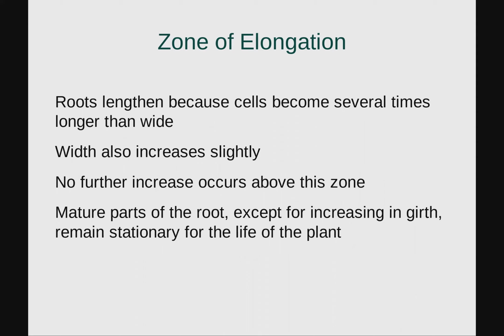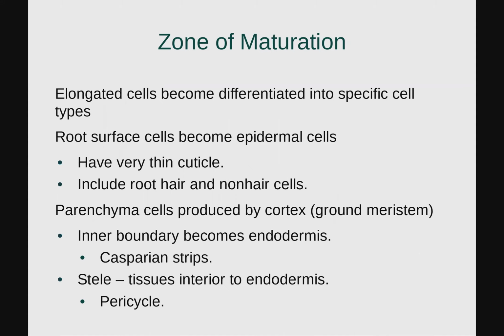So you can basically think about, I don't know if you ever had taffy before, but you think about how you can grab taffy and pull it and stretch it. That's basically what's happening in the zone of elongation. Now, it's mostly lengthening the cells, but the width does increase in some sense. Essentially, this is what we call the mature part of the root. And except for the increasing girth, they essentially remain stationary for the life of the plant, which is kind of an interesting thing. And then finally, we have the zone of maturation where the elongated cells essentially become differentiated into specific cell types.